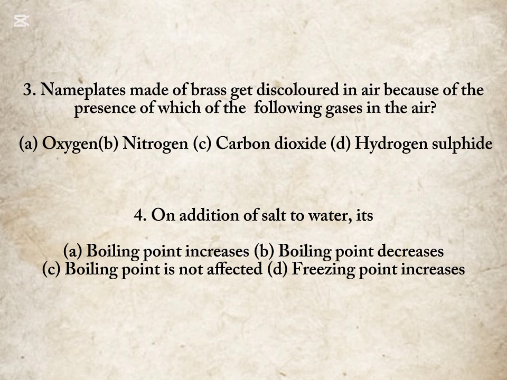4. Nameplates made of brass get discolored in air because of the presence of which of the following gases in the air? A. Oxygen. B. Nitrogen. C. Carbon dioxide. D. Hydrogen sulfide. The correct option is D. Hydrogen sulfide.